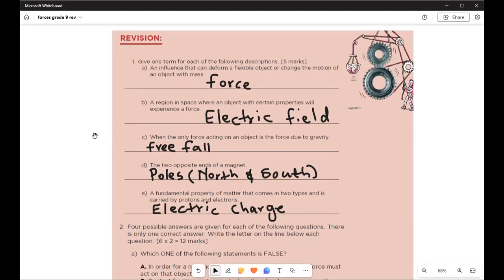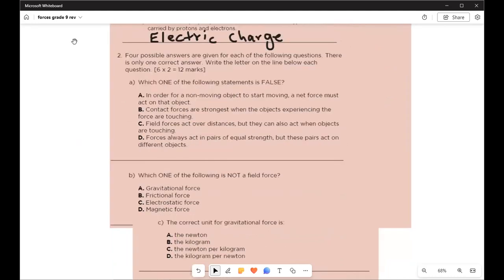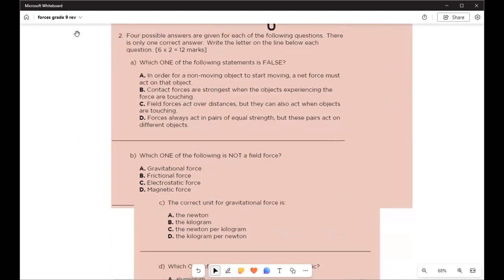Okay. So on number 2, they say 4 possible answers are given for each of the following questions. There is only one correct answer. Write the letter on the line below each question. Okay. So which one of the following statements is false? Let's check.